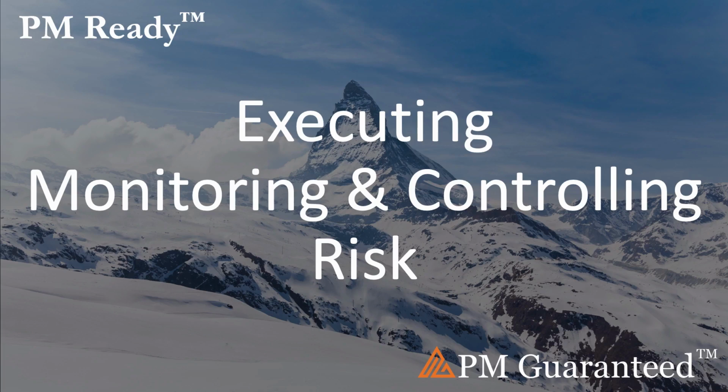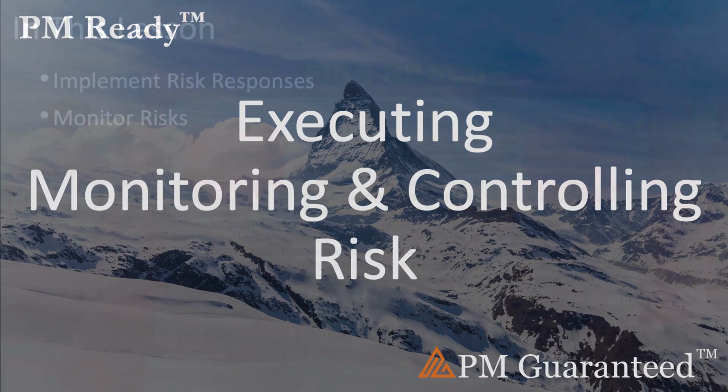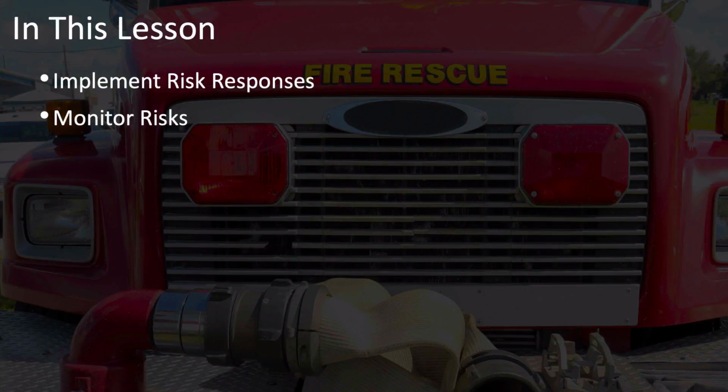This is the lesson on executing, monitoring, and controlling risk. This lesson covers the inputs, outputs, tools, and techniques of the remaining two risk management processes: implement risk responses and monitor risks, and explains how they interact with one another and how they use the information from the planning processes.